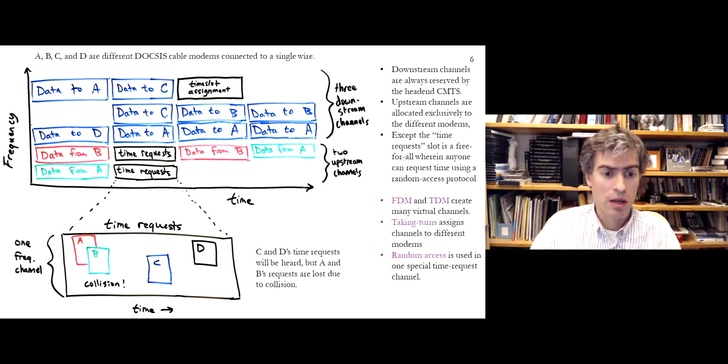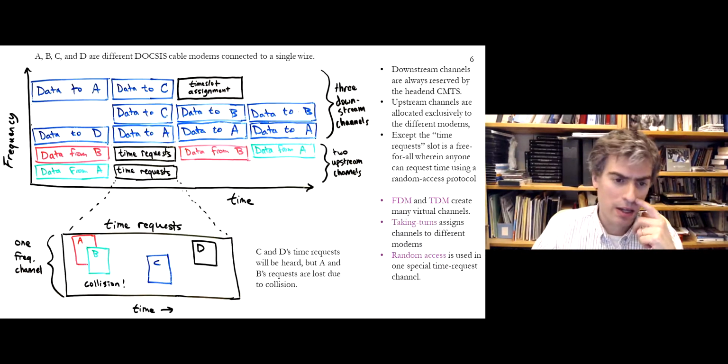This is the one part of the system where there's a possibility for collision because everyone has equal access this time to make requests. So if you collide here, you're unlucky, but otherwise the CMTS will see that C and D made requests for time, and then it should give time to C and D. Now in this case, actually, it gave time to B and A, so maybe this picture is not totally consistent, but maybe this B and A allocation was based on a previous time request that hasn't yet been fulfilled.